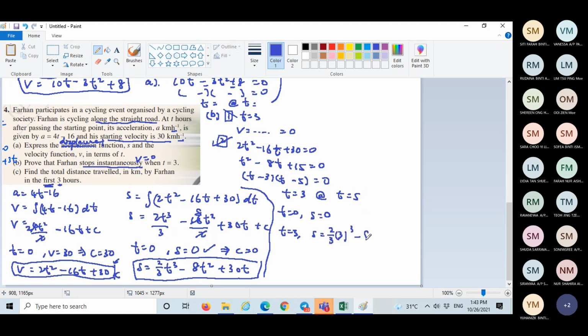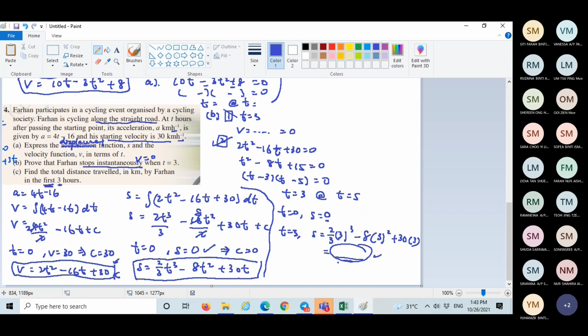Power 3, power 2, then get the answer. Therefore your final answer is this, because it starts with 0, then you come to here, so the whole journey is this minus 0, so your answer will be this. So this is for number 4C.